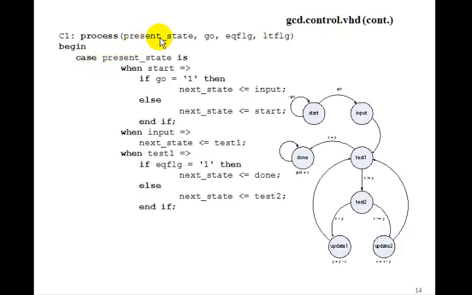We have present state, go, equality flag, less than flag in the sensitivity list. Case present state, when you're in the start, if go is 1, we go to the input, else we stay in the start state. When you're in the input, we'll always go to test 1. When you're in test 1, if the equality flag is 1, then we go to done, else we'll go to test 2.